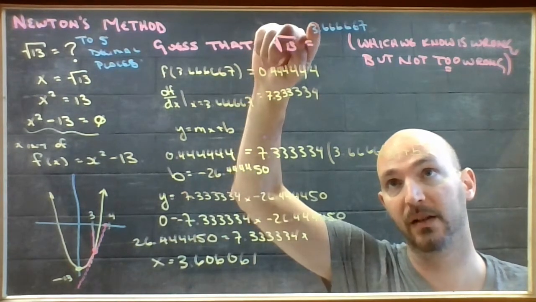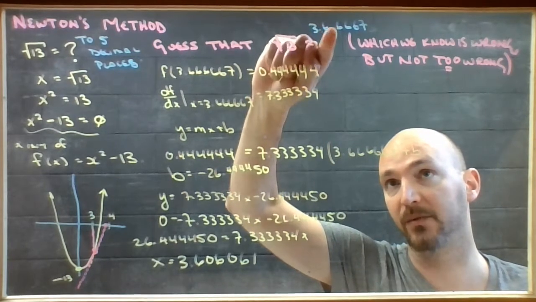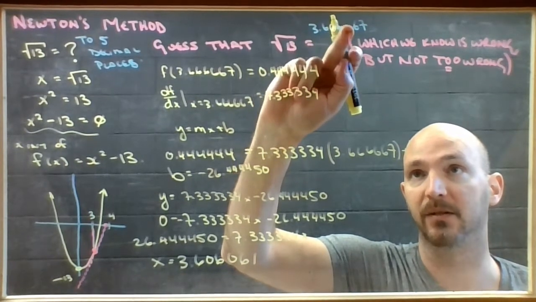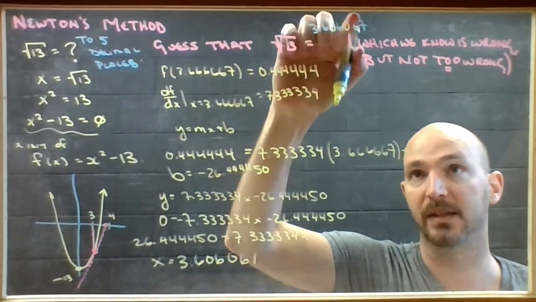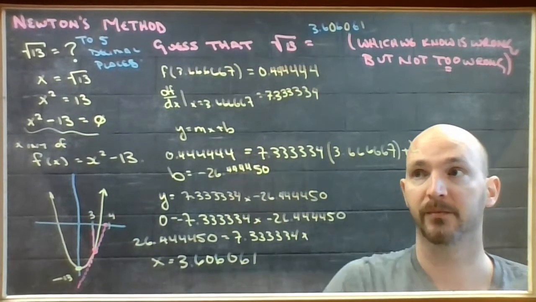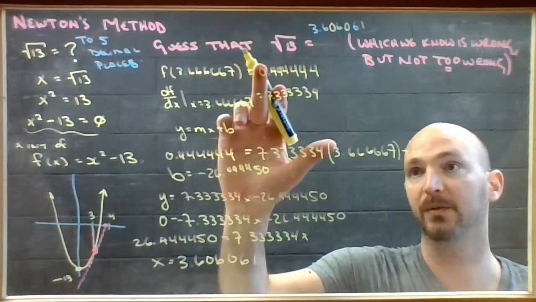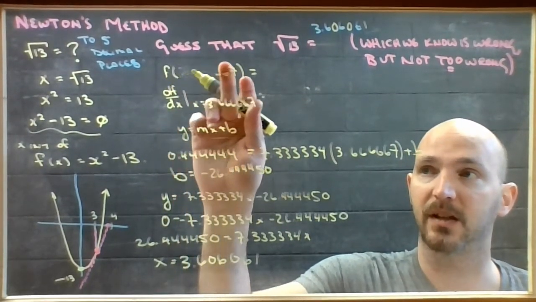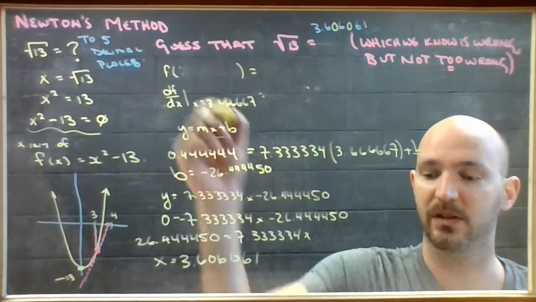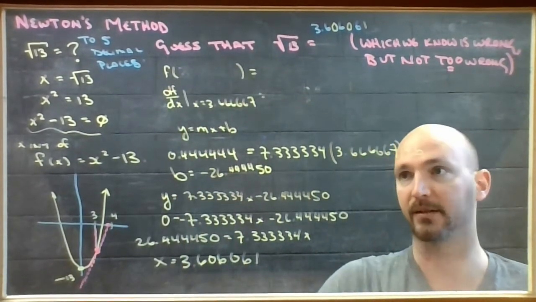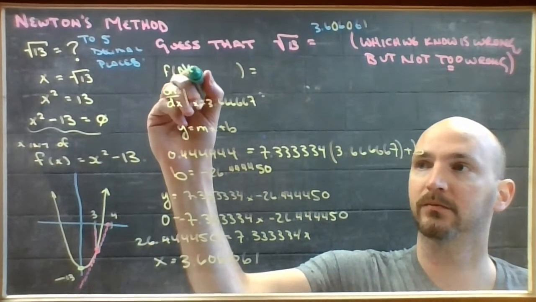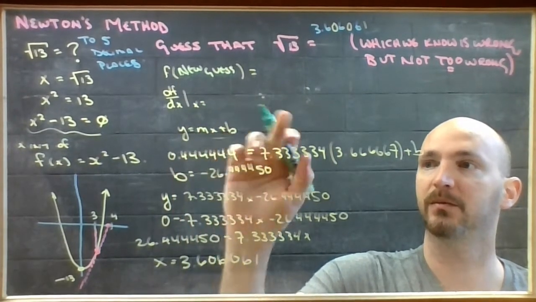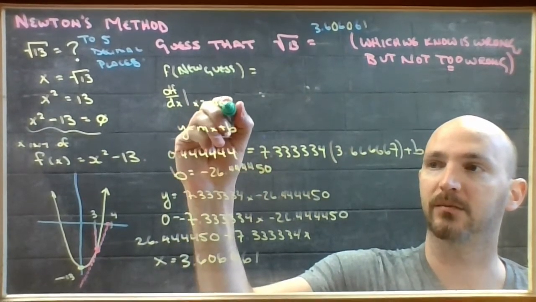My old guess kept the 3, kept the 6, replaced this with a 0, replaced this with a 0, and replaced this with a 1. Okay, so I need to go through and work this out. I'm going to change this. Instead of writing the number over and over again, I'm going to write function at the new guess. I'm going to write that here too, at the new guess.